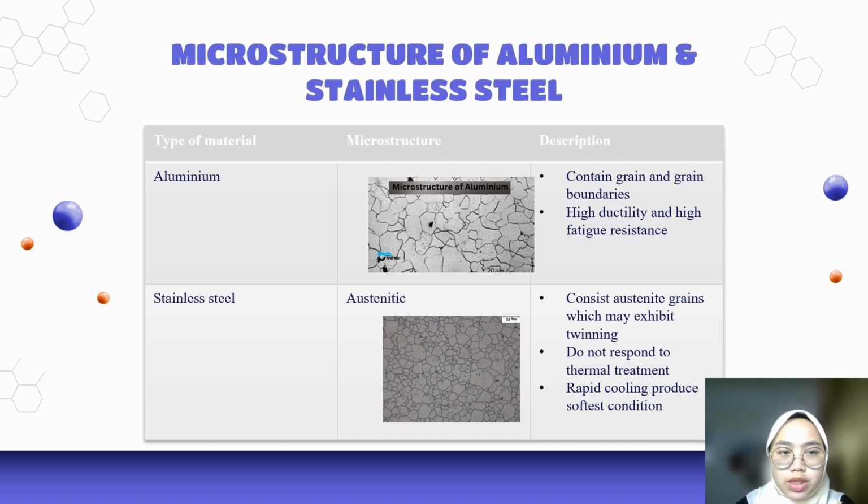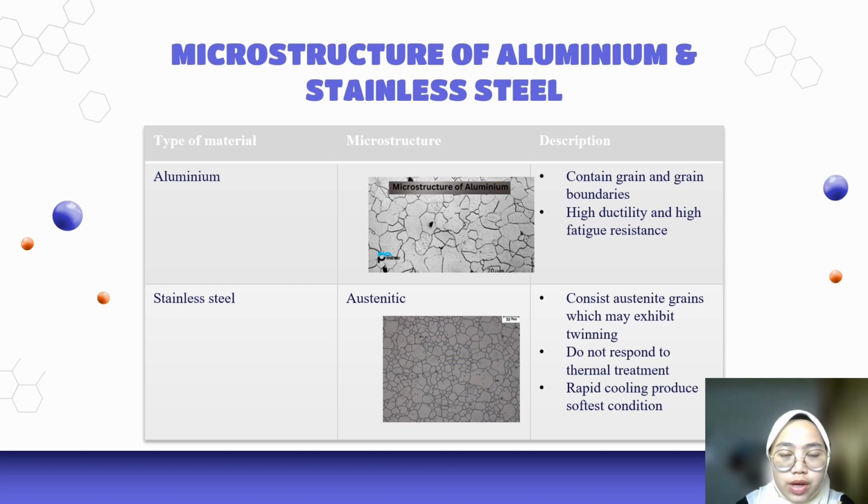Next, we are going to look at the microstructure of aluminium and stainless steel. Generally, aluminium microstructure components are grain and grain boundaries, where grain is a region where atoms have formed a crystal lattice that imparts strength to the metal, and grain boundaries are the area between grains with no crystal lattice, which makes it weaker than surrounding grains. Aluminium microstructures contribute to their mechanical properties, which are high ductility and high fatigue resistance.